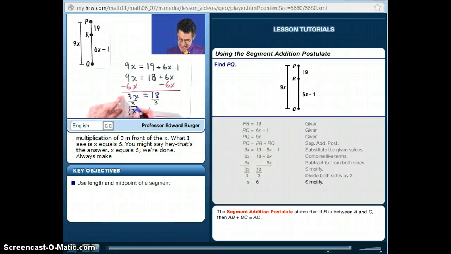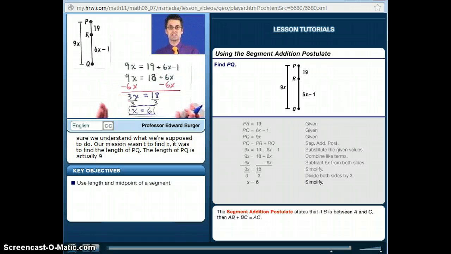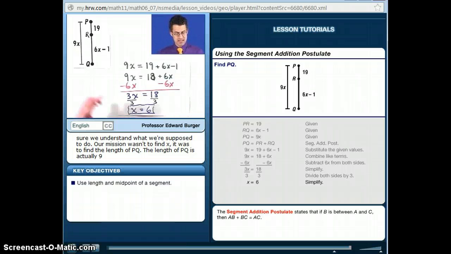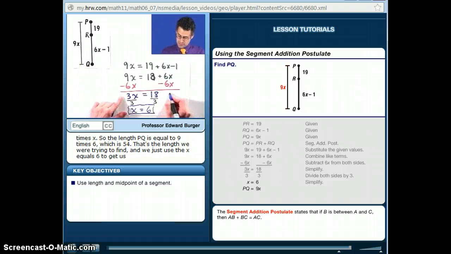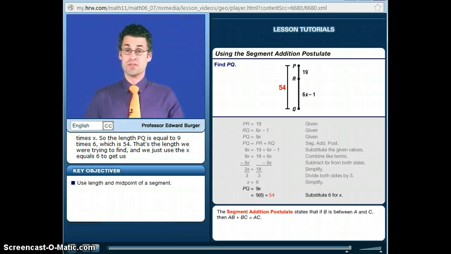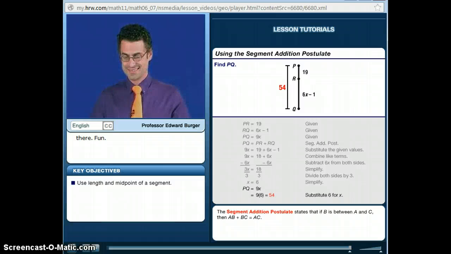Now you might say, hey, that's the answer. X equals 6 and we're done. But always make sure we understand what we're supposed to actually do. Our mission wasn't to find x, it was to find the length of PQ. The length of PQ is actually 9 times x, so the length PQ is equal to 9 times 6, which is 54. So that's the length we were trying to find, and we just used the x equals 6 to get us there. Fun.